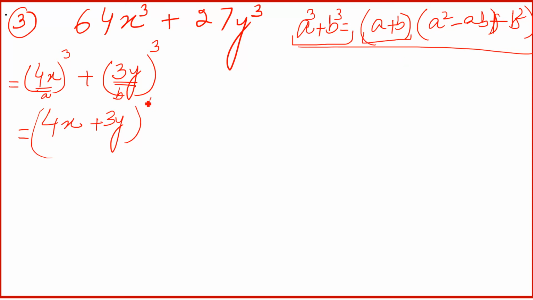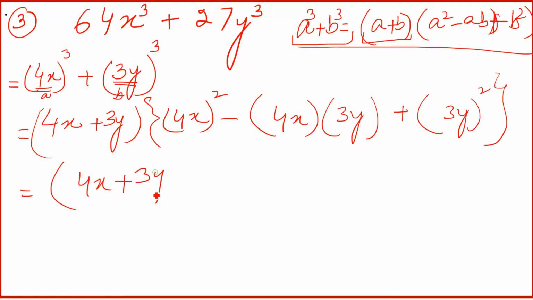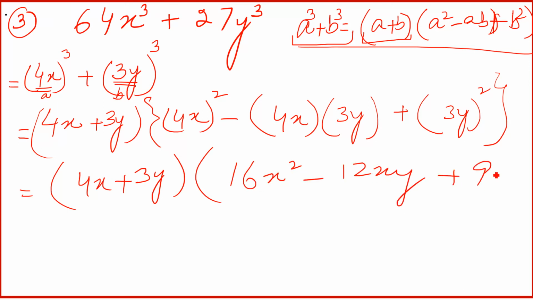Now a square. So I told you a is 4x square, minus 4x times b, which is 3y, plus b square is 3y square. Now we will expand this. 4x plus 3y will remain the same. This is 16x square minus 12xy plus 9y square, and this is our answer. Just make the small bracket.